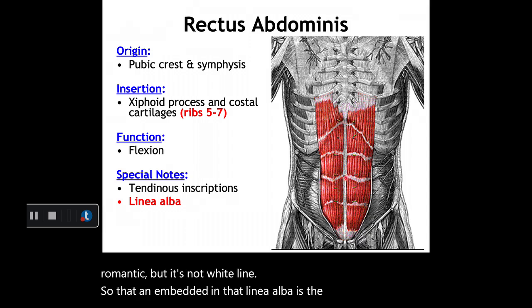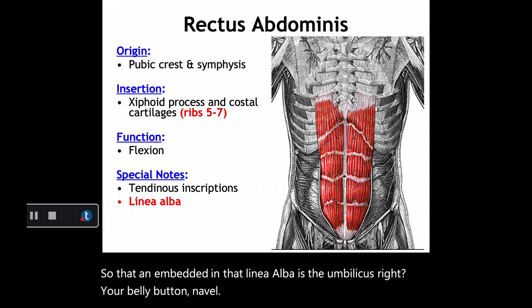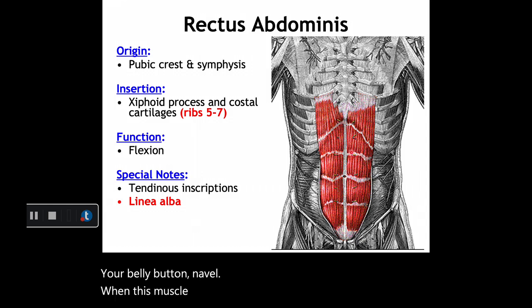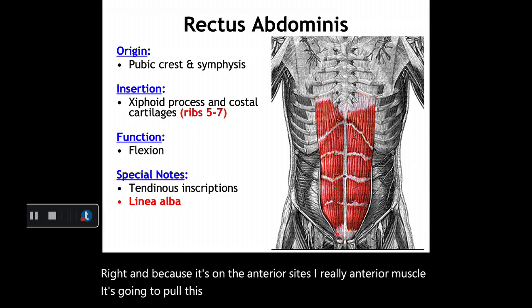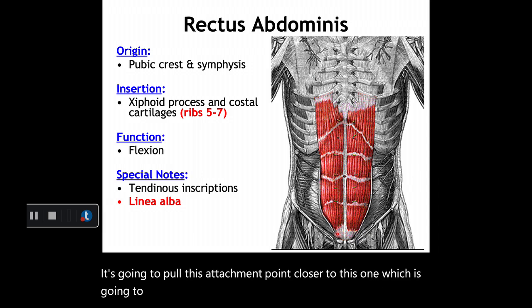Your belly button, navel. When this muscle contracts, it's going to produce trunk movements, right? And because it's on the anterior side, it's a really anterior muscle, it's going to pull this attachment point closer to this one, which is going to cause you to bend over, which is known as trunk flexion.